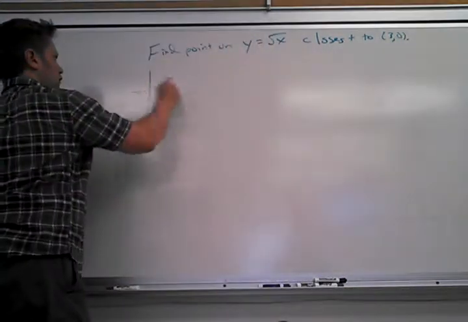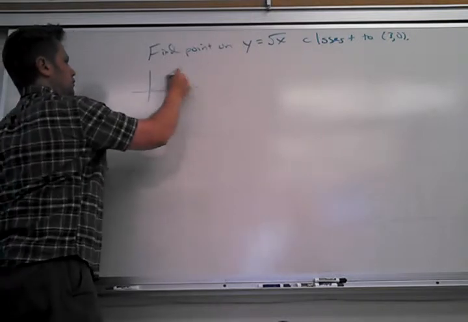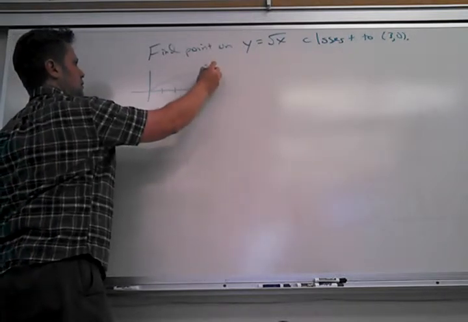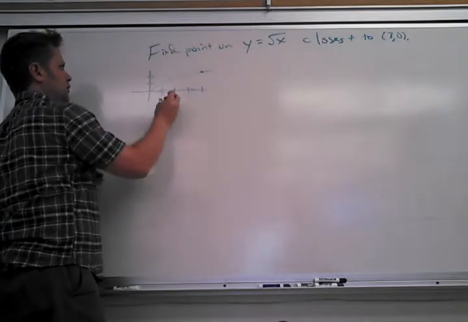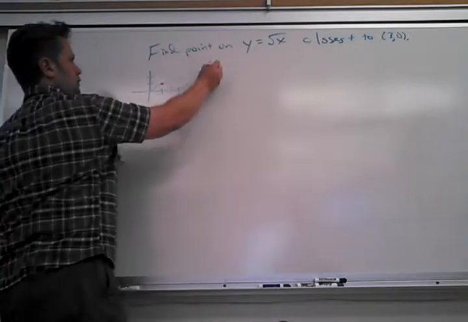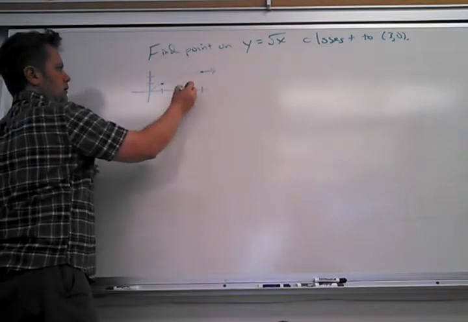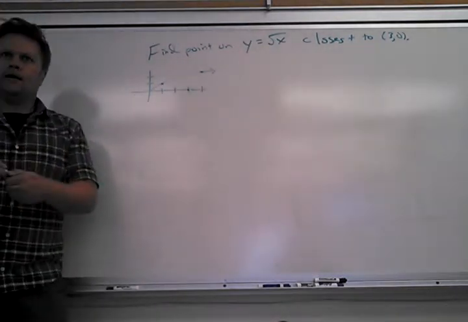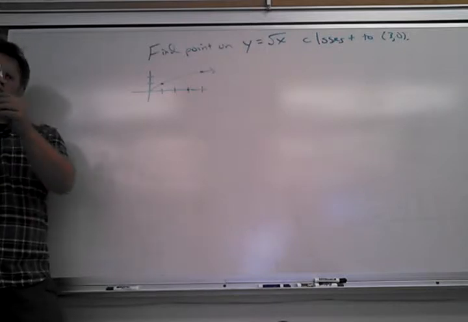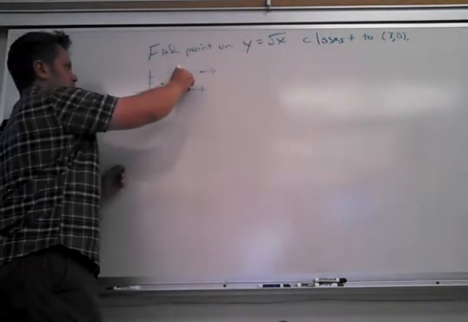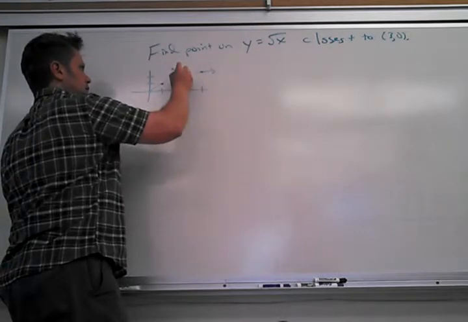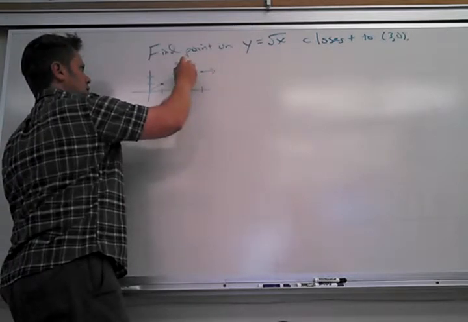Just to get a feel for what's going on here, we have square root of x: 1, 2, 3, 4. So this is going to be (2, 1). Here's (1, 1). It actually works here. I want to get the point that's closest to this point, and distance is always measured perpendicular. So the point that minimizes this distance, I can approximate, is going to be about this point here.